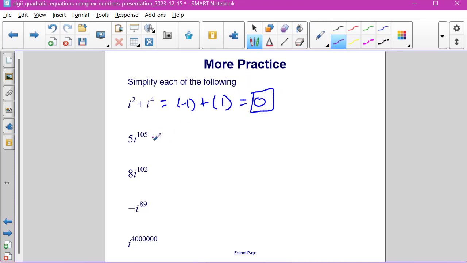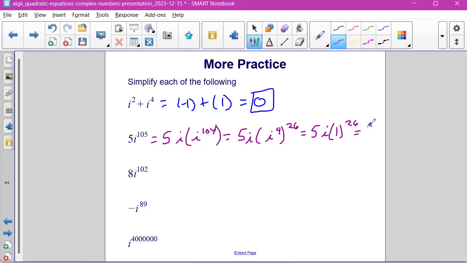In our next problem, we have 5 times i raised to the 104th power. Well, 104 is not only an even number, but it is also divisible by 4. So that means we have 5i times i to the 4th raised to the 26th power. i to the 4th is equal to 1, so we have 5 times i times 1 raised to the 26th power, and 1 raised to the 26th power is 1. So we just have 5i as our final answer.